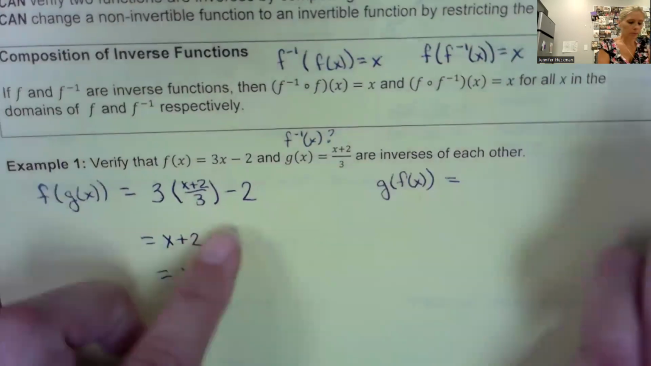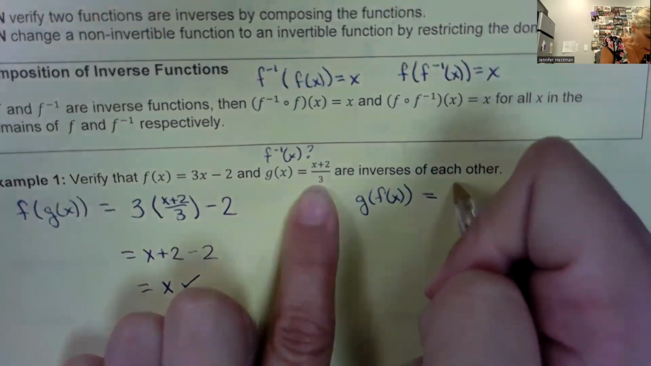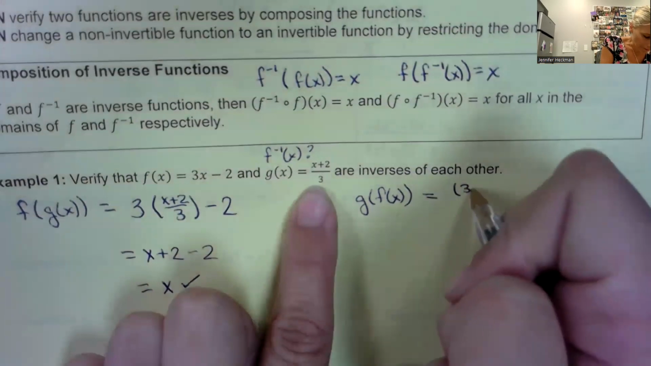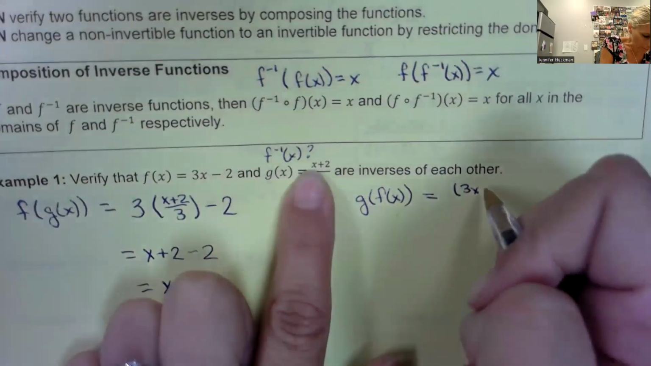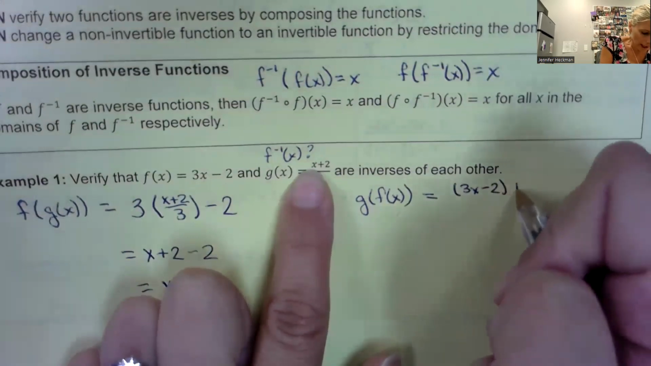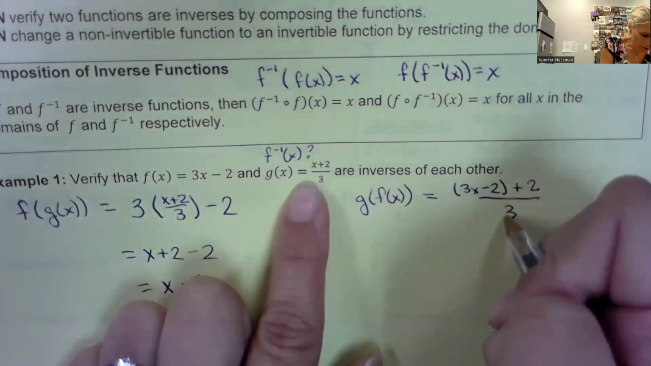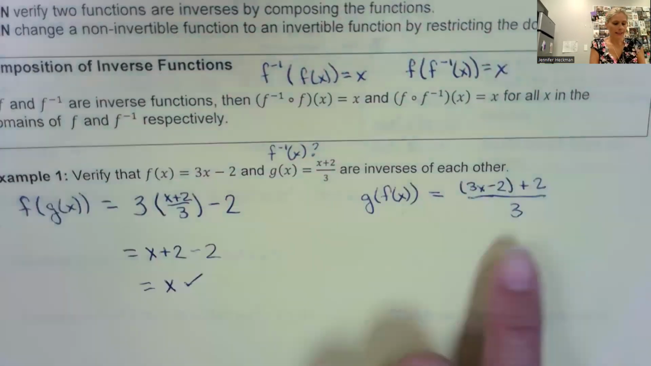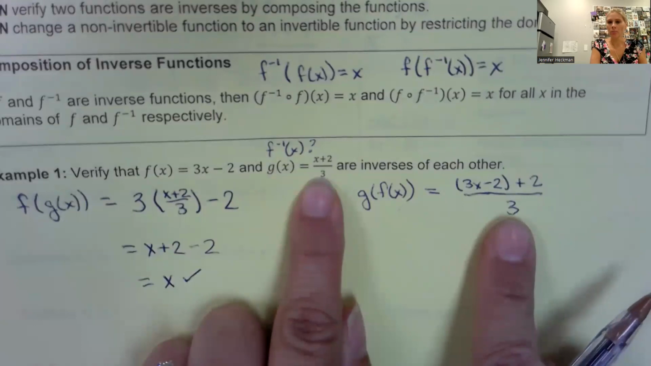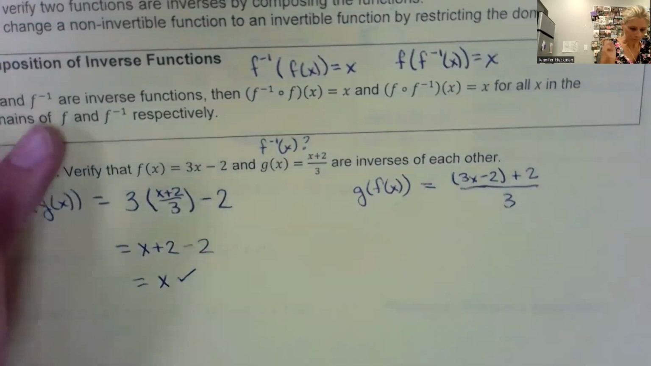All right, and this one, I'm looking at g of x, but for every x I see, I'm going to put in f of x. So I see an x here first, so I'm going to put in f of x. And I have this add 2 all over 3. So again, this is my g of x function, but instead of x, I'm putting in f of x.